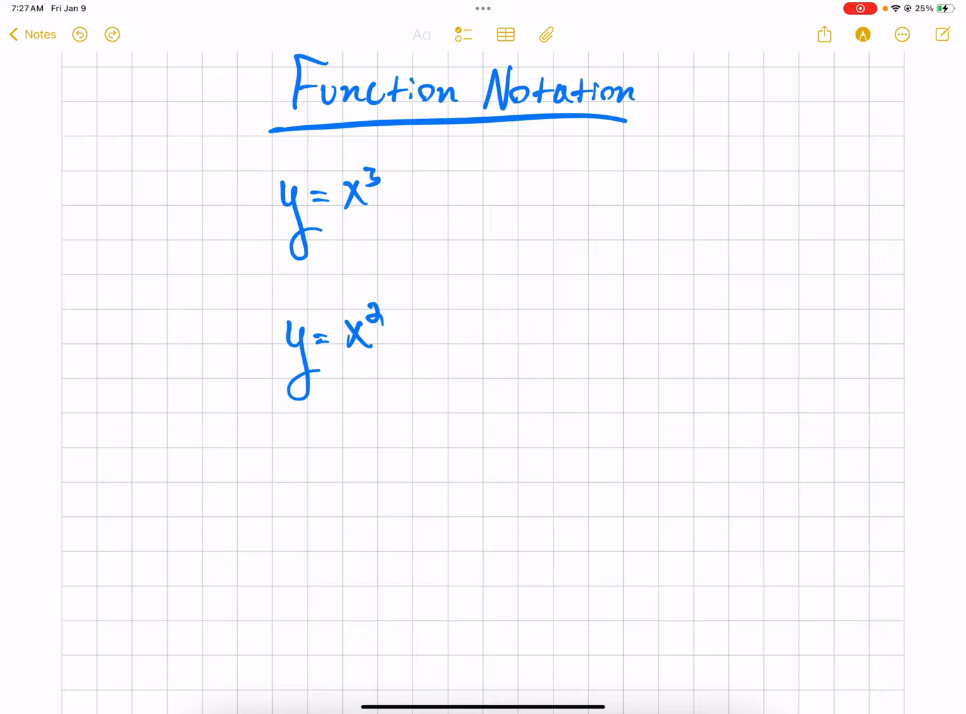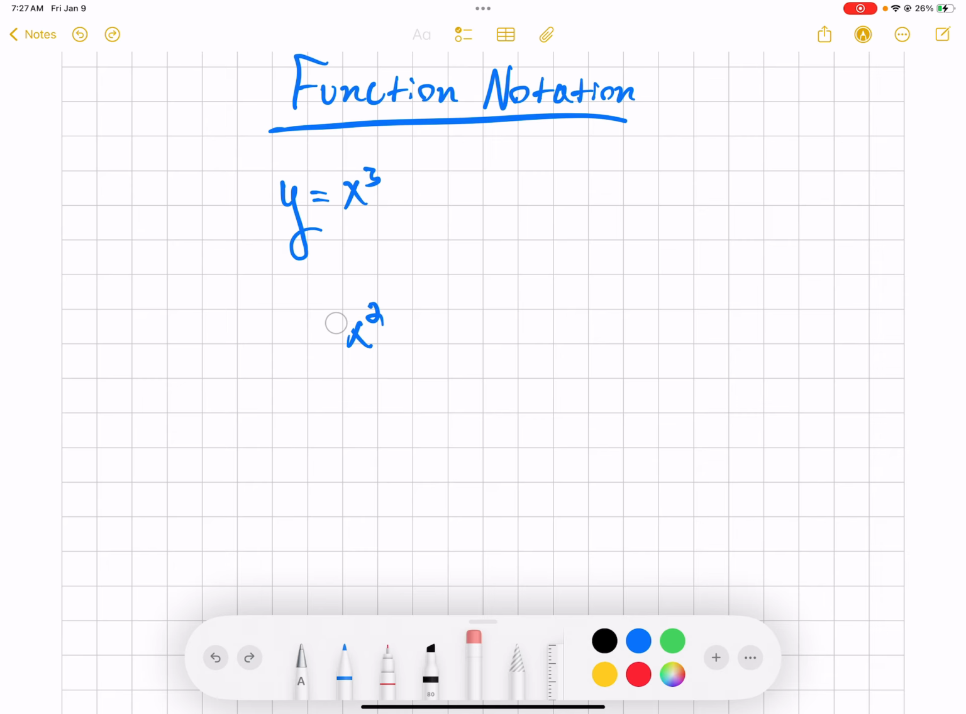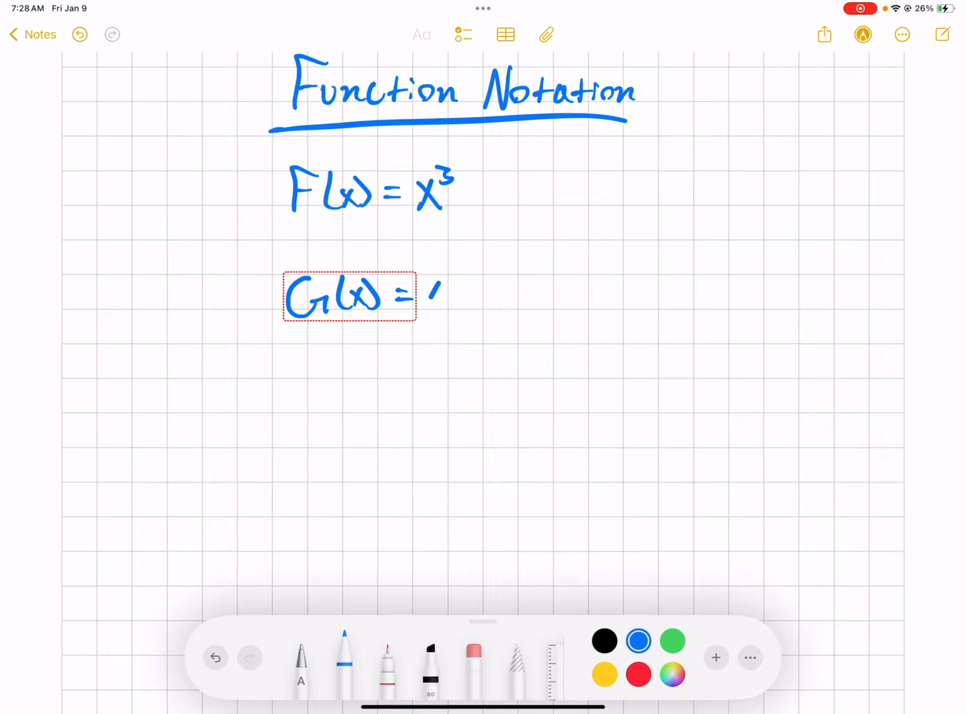instead of saying y equals, I'm going to get rid of this. I'm going to call y, the x to the third relationship, f of x. So I'm going to say f of x equals x to the third. And instead of having y equals x squared, which I had before, I'm going to call that mathematical relationship g of x. So I have g of x equals x squared. And now I can distinguish between these two functions.